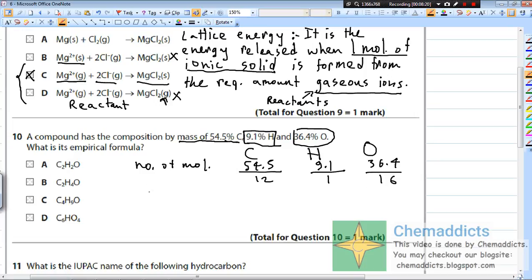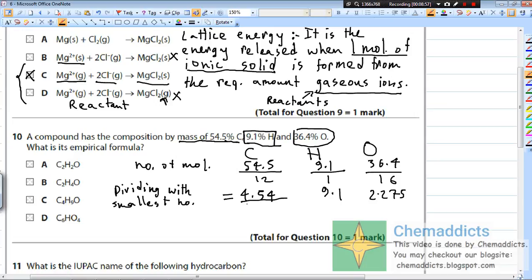So if we calculate, we're going to end up getting 4.54, 9.1, 2.275. Okay, so if we divide these by the smallest one, then we're going to get the actual ratio. So we're dividing with the smallest number.